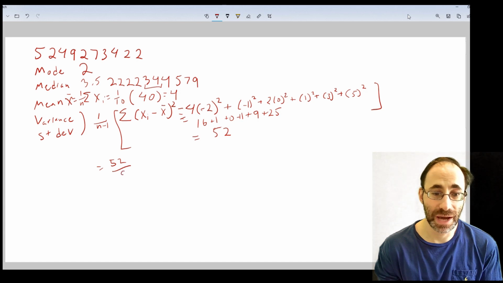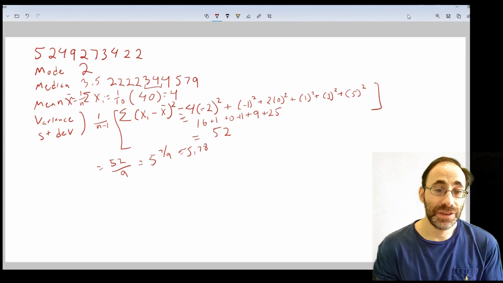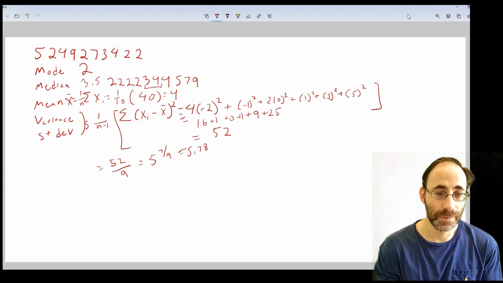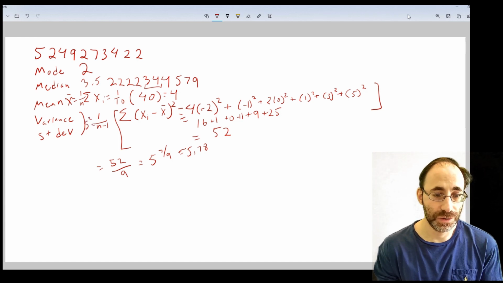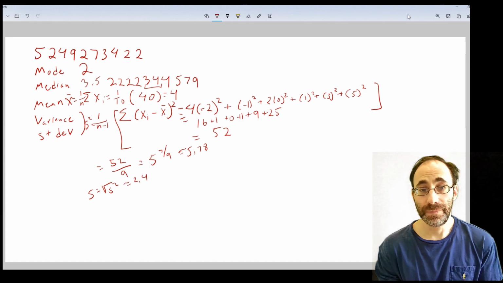divided by n minus 1, which is 9, which is 5 and 7/9, or about 5.78 or so, approximately. To get the sample standard deviation, and this thing, by the way, is s squared. So to get the sample standard deviation, s equals the square root of s squared, which is approximately 2.4.